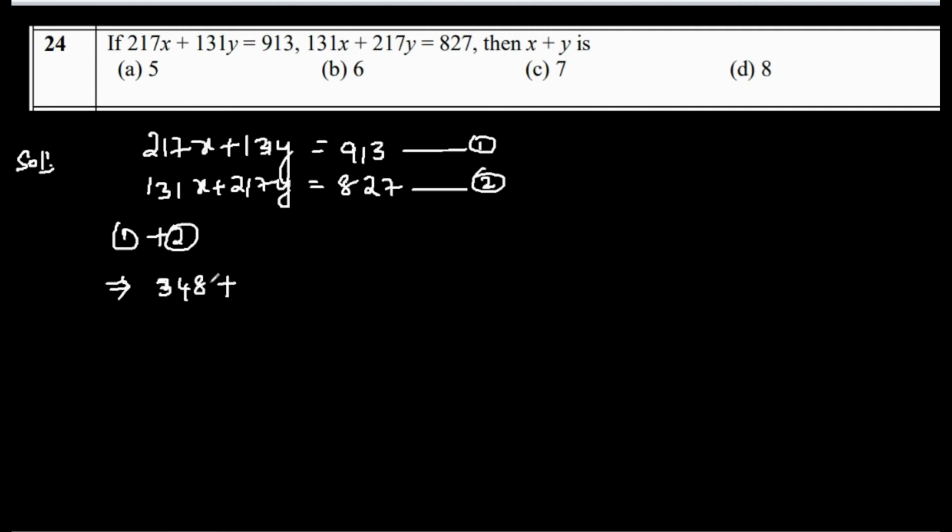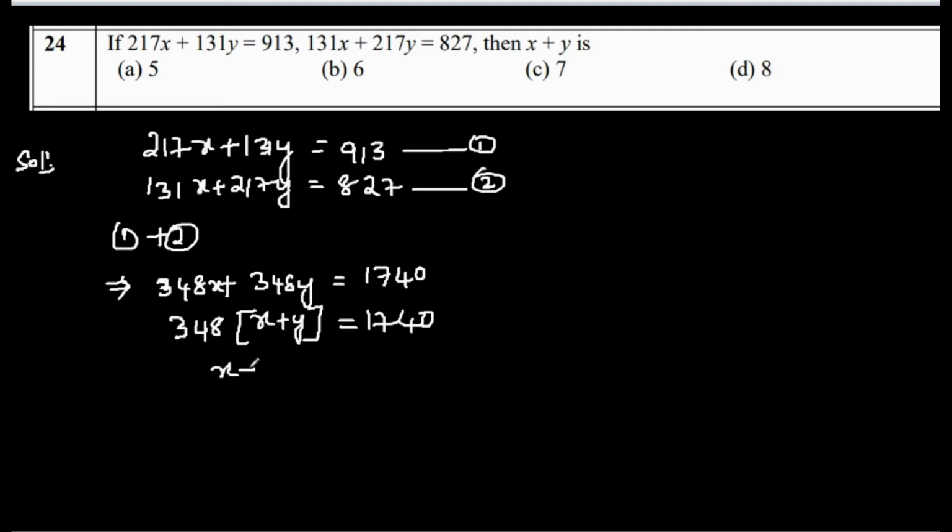348x plus 348y will be equal to 913 plus 827, which is 1740. So we'll take 348 as common: 348 into (x plus y) is equal to 1740. So x plus y will be 1740 divided by 348, which is nothing but 5. They are asking to find the value of x plus y, and our answer is 5. So the correct option for the 24th question is option A, 5.